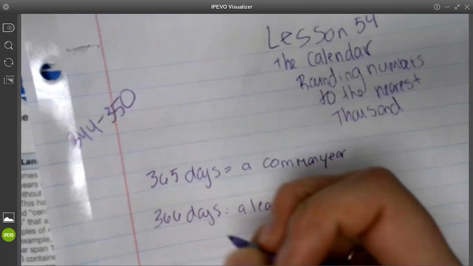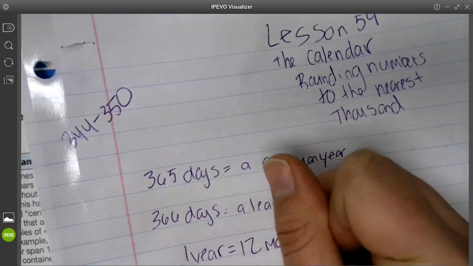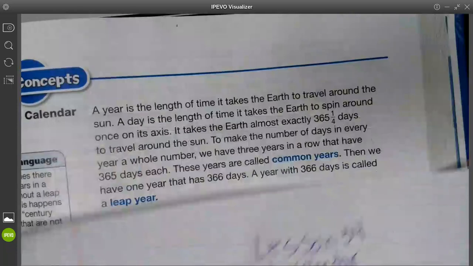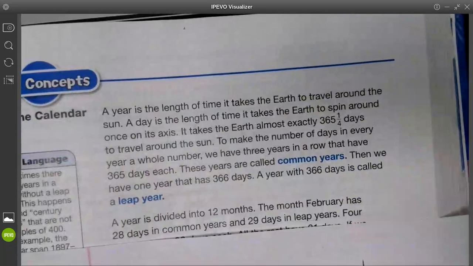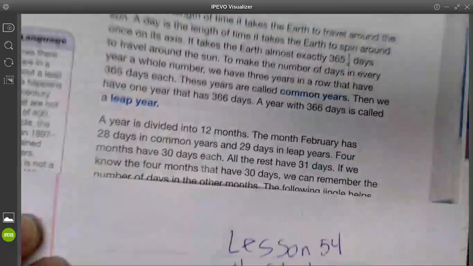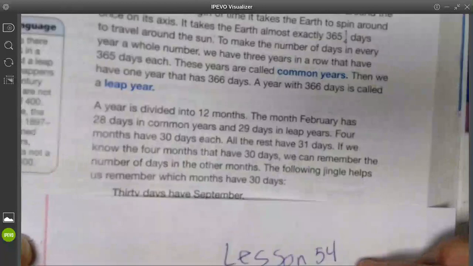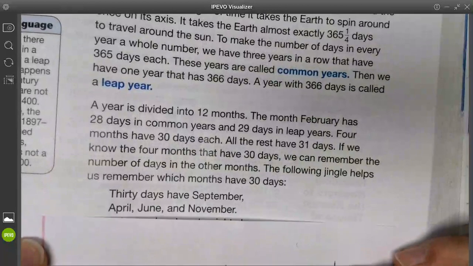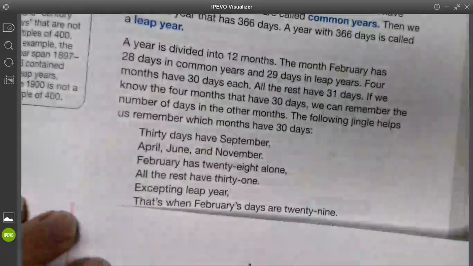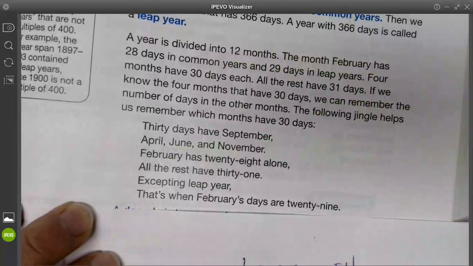Okay, so a year is divided into 12 months. So we're going to write that down. 1 year equals 12 months. So we know that the month February is 28 days in common years and 29 days in leap years. 4 months have 30 days. The rest have 31. If we know the 4 months that have 30 days, we can remember the number of days in the other months. So the following jingle helps us remember the months of 30 days. It says 30 days have September, April, June, and November. February has 28 alone. All the rest have 31, excepting leap year. That's when February's days are 29.